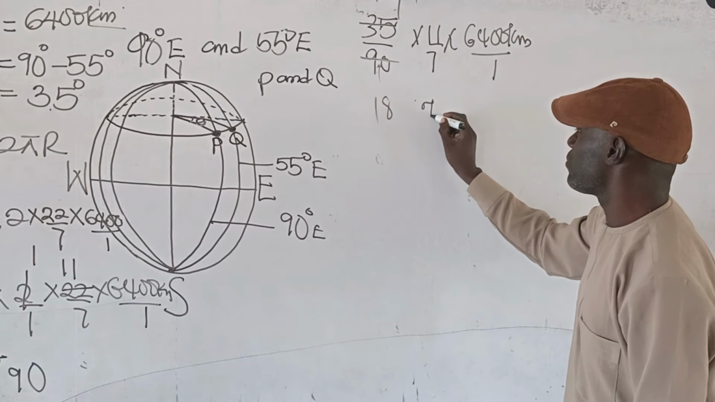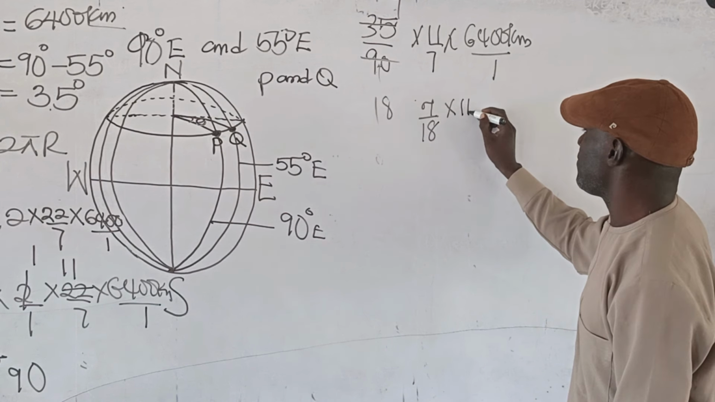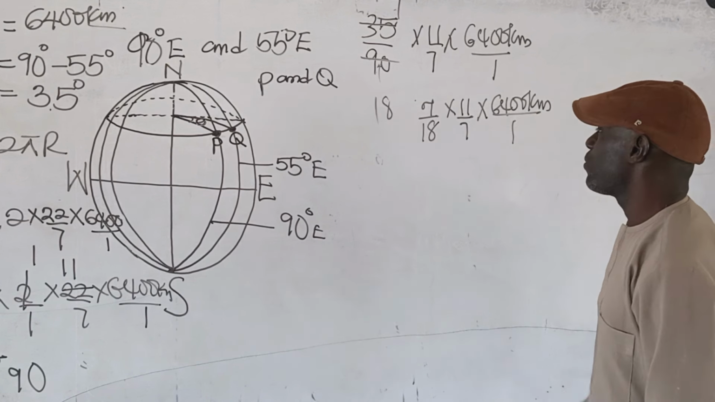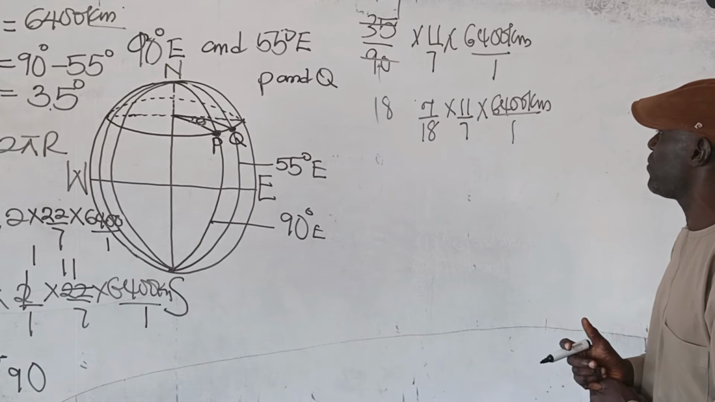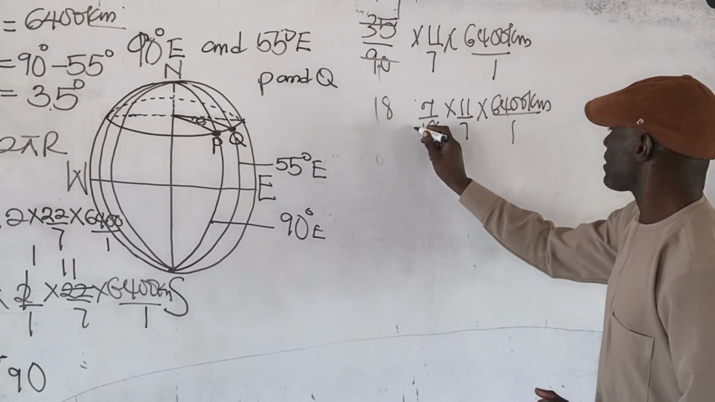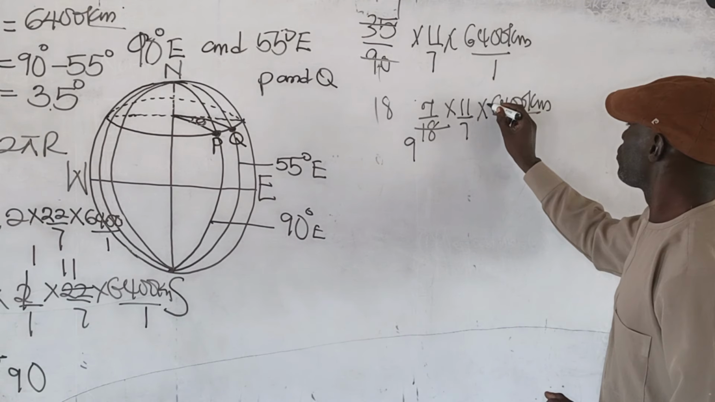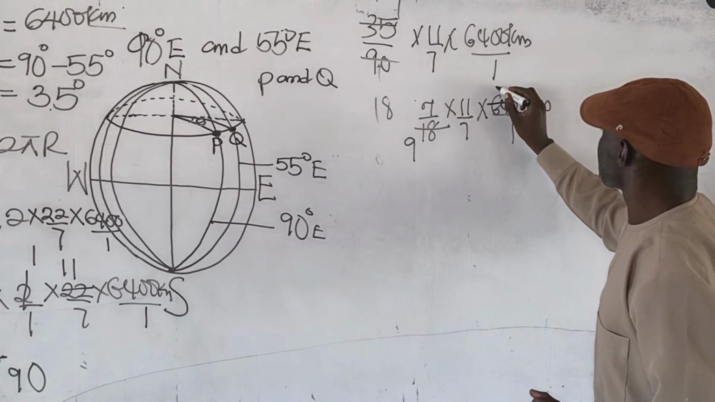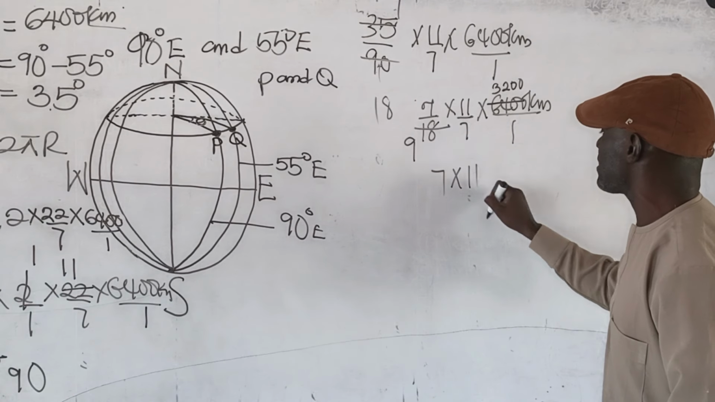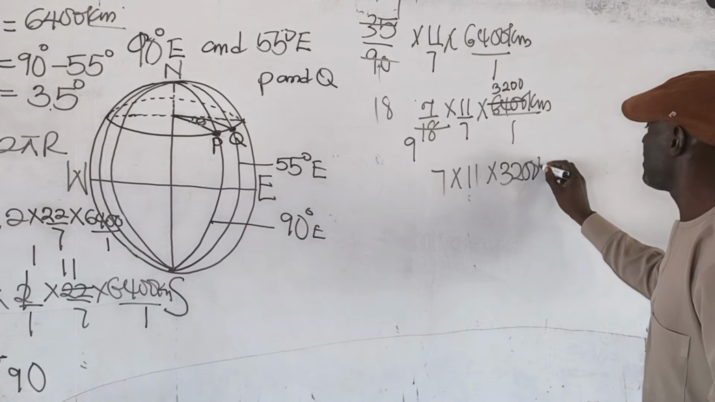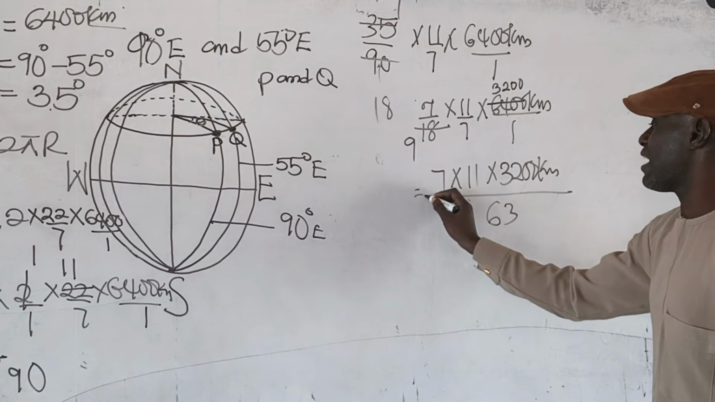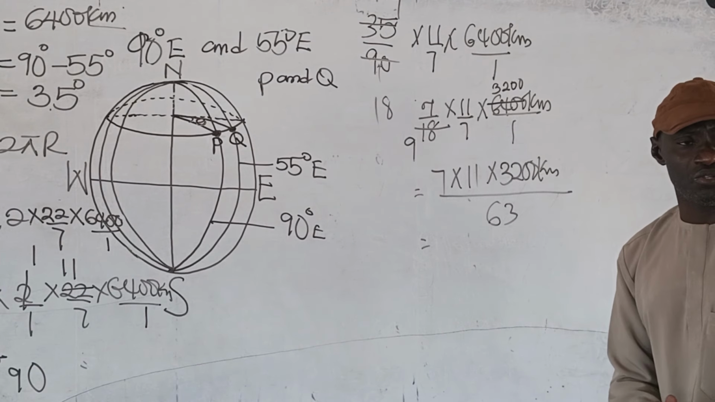We have 7/18 times 11/7 times 6,400 km. So we are working on this calculation. 2 goes in 18, 2 goes in 6,400. So 2 in 18 is 9. 2 in 6,400: 2 goes in 6, 3; 2 goes in 4, 2; 0 will join. So we finally multiply 7 times 11 times 3,200 kilometers divided by 9 times 7, which is 63. So we can simply apply our small calculation and work it out.